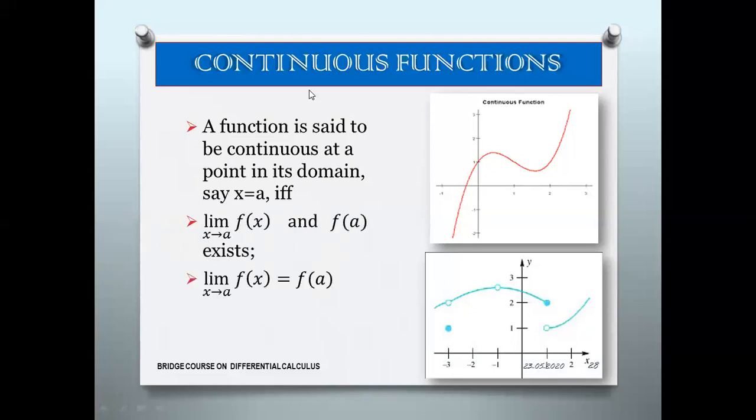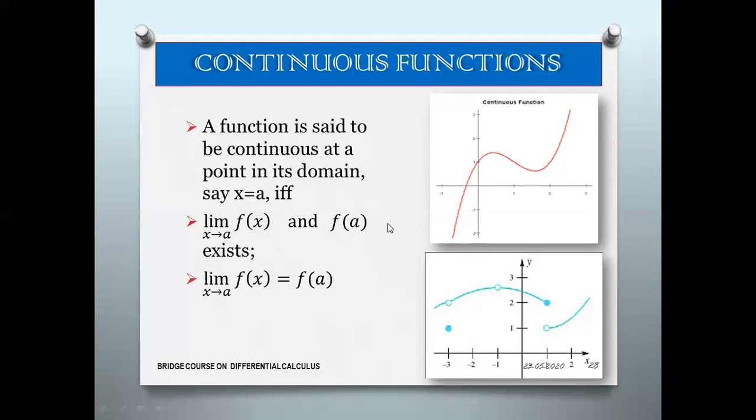Okay. So what does it mean? Mathematically, what does it say? A function is said to be continuous at a point in its domain, say x is equal to a, if and only if these conditions hold. That is, limit x tending to a f of x and f of a exist. What do you mean by that? The limit x tending to a f of x should be a finite quantity. And when you substitute, f of x is something like x squared plus 3, so a will be some 2 or 3. If a is 2, then you put x is equal to 2 like what we have done now. So it should also be a finite quantity.